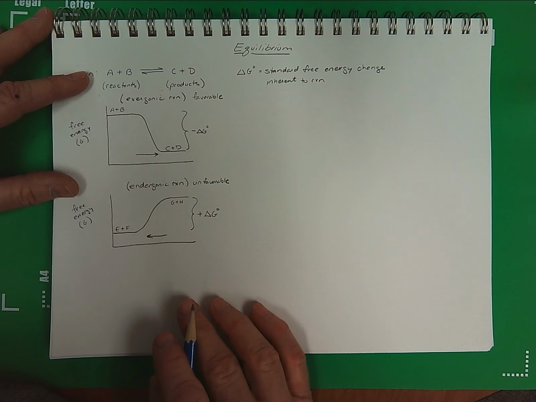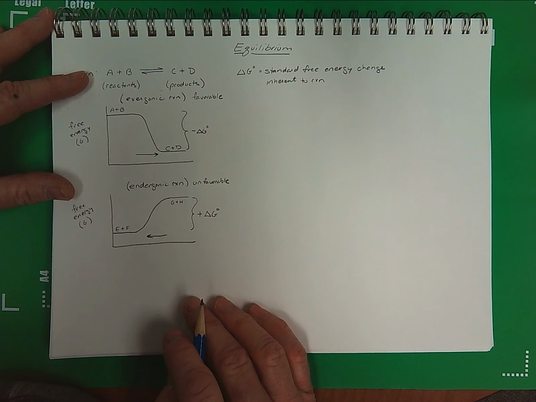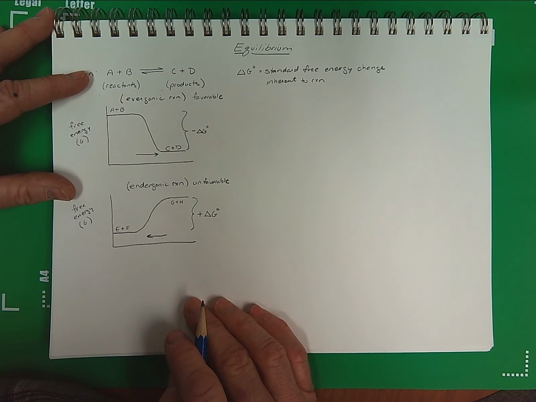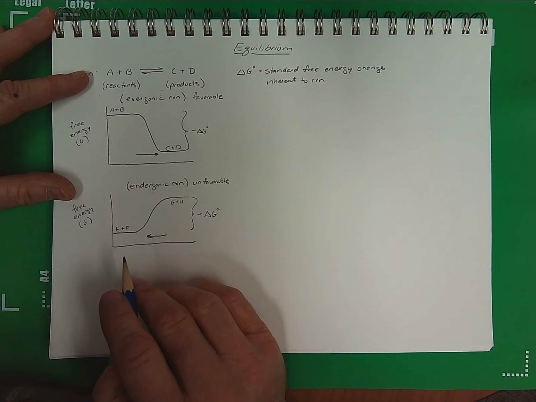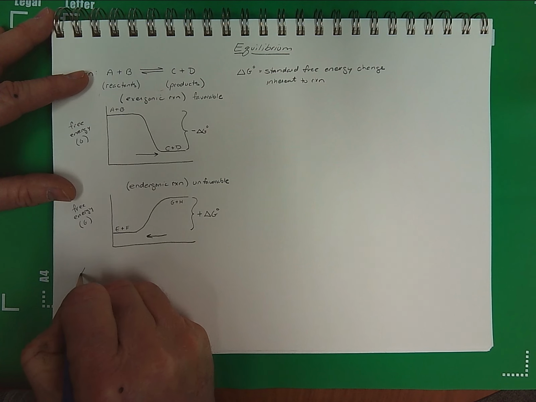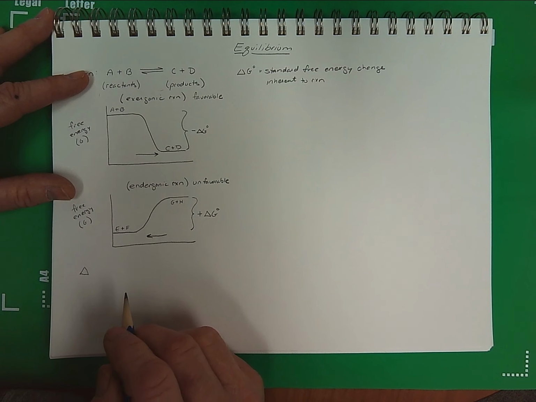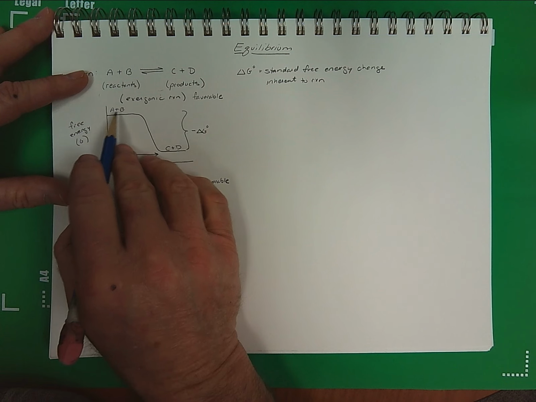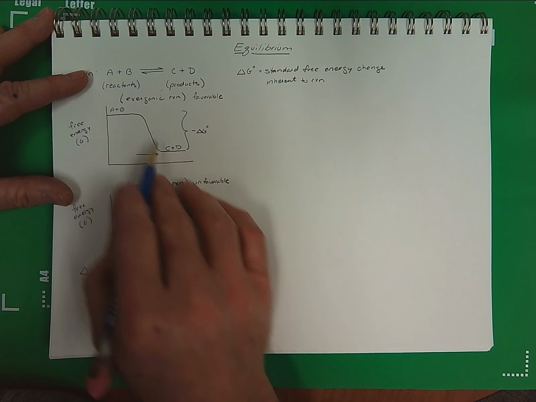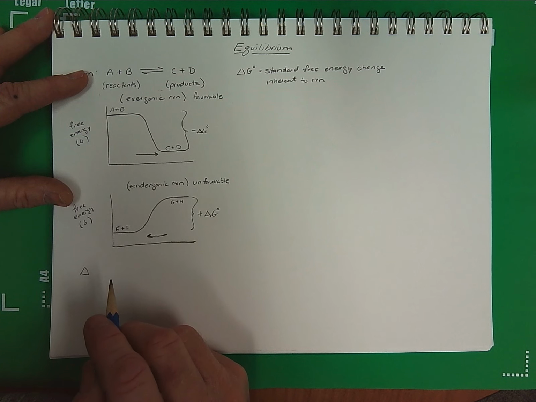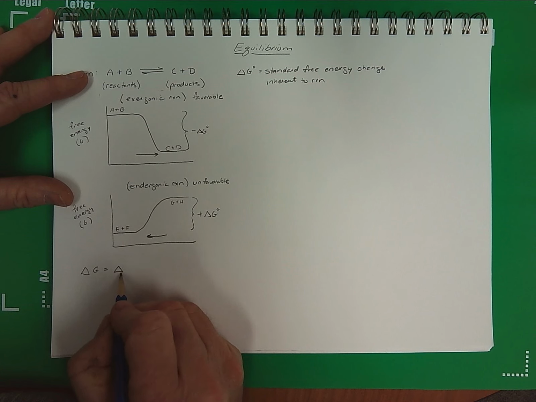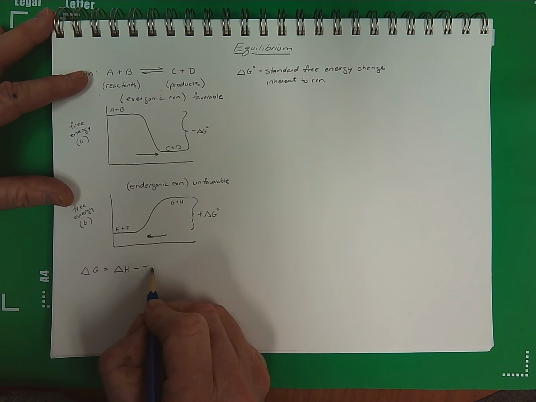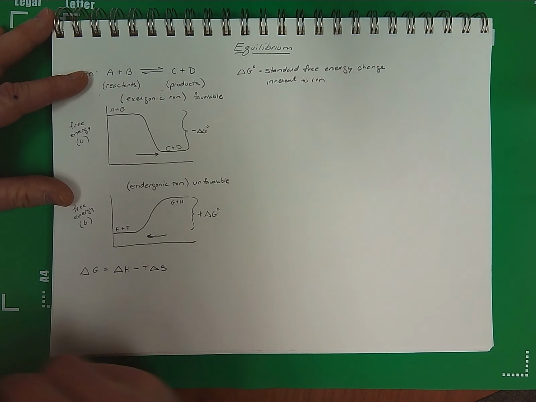Now the next question is, how do we calculate the delta G naught? Well, the delta G naught is the summation of the free energy of each one of the reactants and each one of the products. And we calculate that by looking back on our familiar equation of delta G equals delta H minus T delta S.